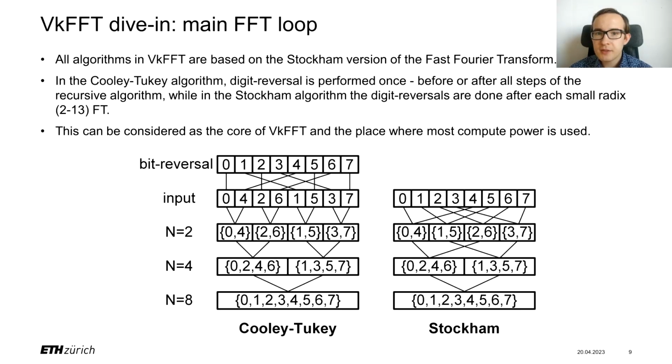Now we will dive into how exactly VkFFT works, starting with the main FFT loop. All algorithms in VkFFT are based on the Stockholm version of the fast Fourier transform. In the Cooley-Tukey algorithm, digit reversal is performed once, before or after all steps of the recursive algorithm, while in the Stockholm algorithm, the digit reversals are done after each small radix 2 to 13 FFT. The main FFT loop can be considered as the core of VkFFT and the place where most compute power is used.